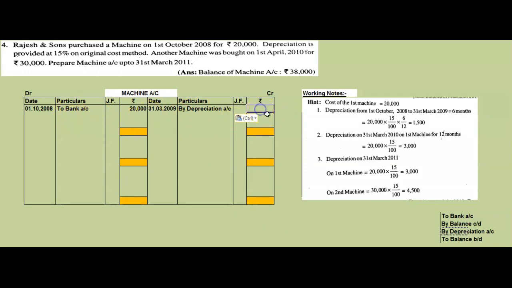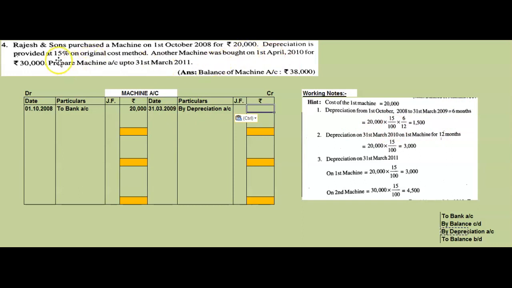Half of the year is how much? 1,500. How? See here. Cost of the machine in this working notes. First machine is how much? 20,000. Depreciation from 1st October 2008 to 31st March 2009 is equal to how much? 6 months he gave. So here same thing we have written. From 1st October 2008 to 31st March 2009, that is how many months? 6 months. 20,000 into 15 by 100.